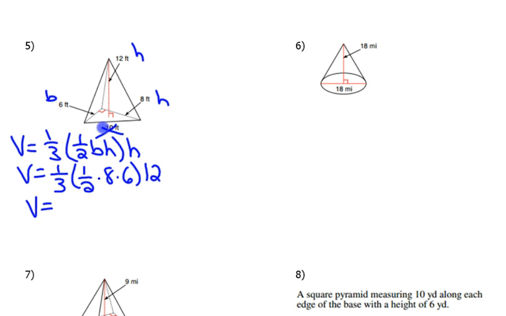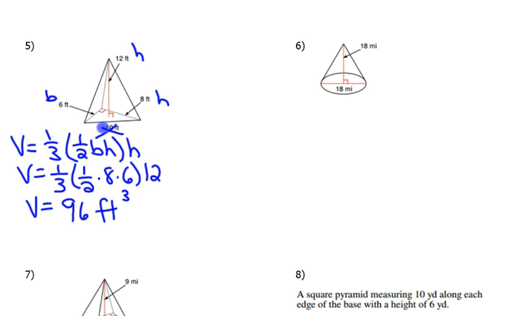This time I'm going to do it all in one step. Times 1/2 times 8 times 6 times 12. And we get 96 feet cubed. So if you're not sure how to put that into your calculator, then you need to come and see me to make sure that I can help you out with that.